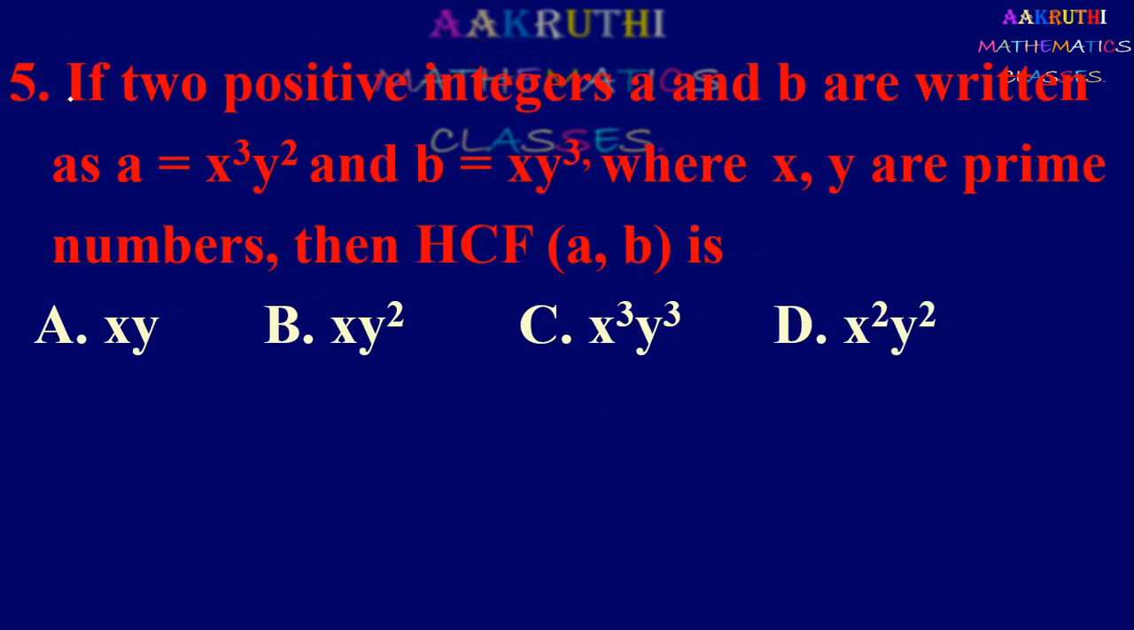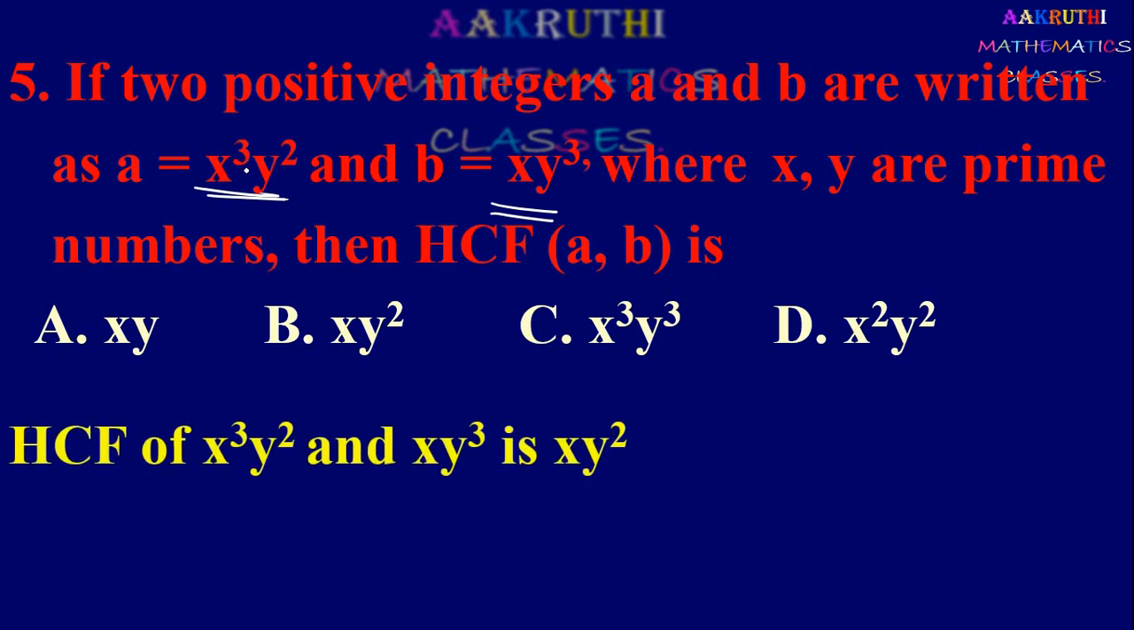So next, question number 5. If two positive integers A and B are written as A equal to x cube y square and B equal to x y cube, where x and y are prime numbers, then the HCF of A and B is. Here you have to find the HCF of A and B. To find the HCF, you have to find the least power of x and y. Here we have x cube and x, so the least power is x. And in y square and y cube, the least power is y square. Therefore the HCF of A and B is x into y square, which is option B. That is, you have to select the least power of x and y.